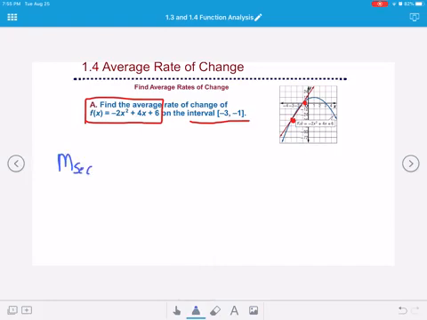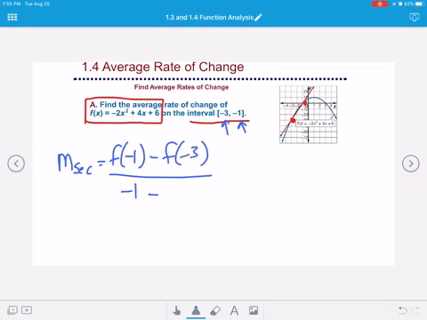Our formula is the function of our second x minus the function of our first x, all over our second x minus our first x. So our second x is -1, so we want the function of -1, and then we're going to subtract our function of our first x, which is -3. In the denominator, we have -1 subtract -3.